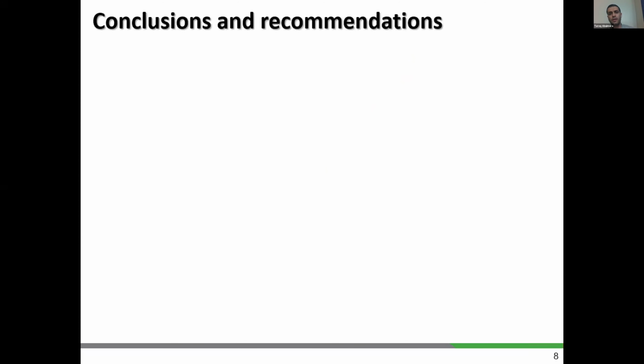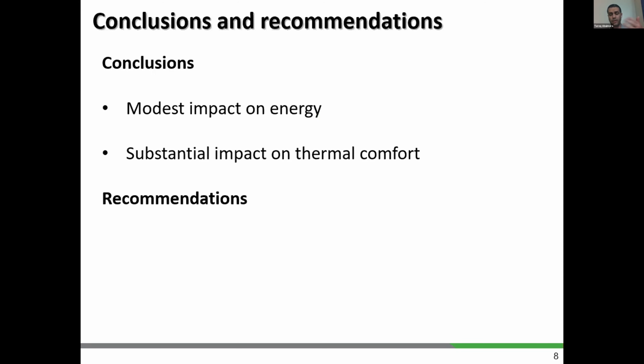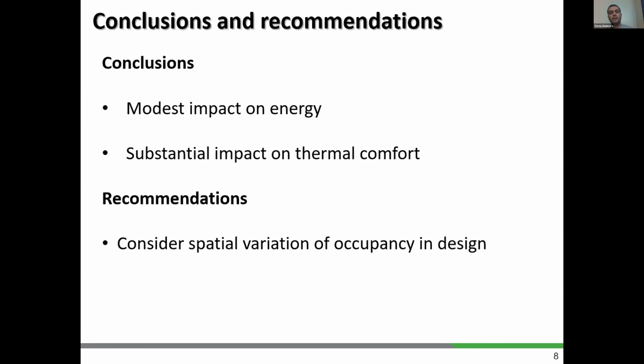In conclusion, the occupant distribution had an impact on energy and a substantial impact on comfort. And we recommend the consideration of spatial variation of occupancy during design, and to use different or alternative metrics when designing buildings. Thank you.